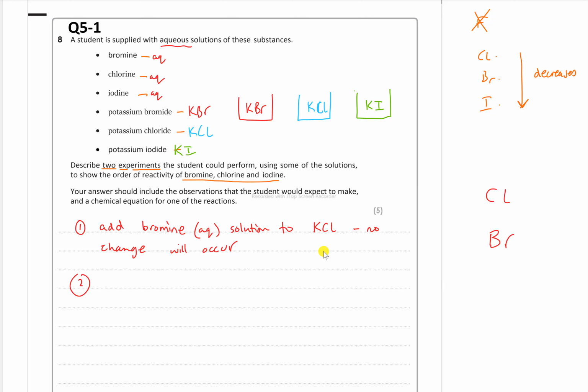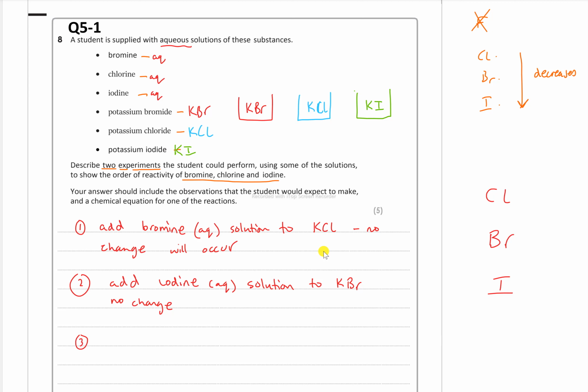So the second test, we're going to add aqueous iodine. They've already said it's aqueous, so solution. We're going to add that to potassium bromide, and there should be no change. So what that tells us is iodine is less reactive than bromine, or bromine is more reactive than iodine. So that goes in that order. It's more like a puzzle, really.